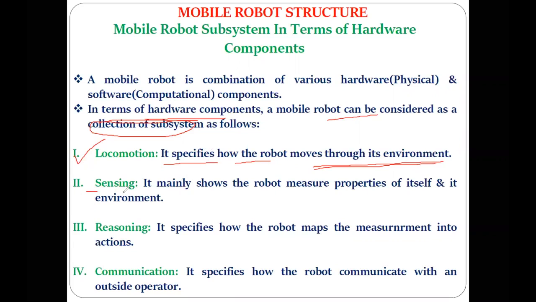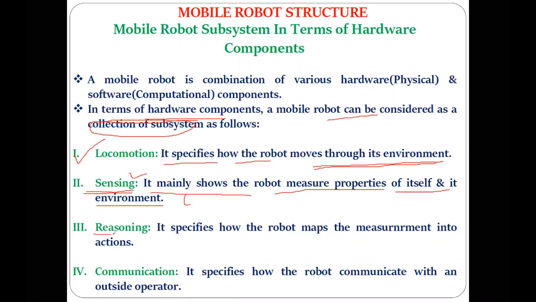Then sensing. Sensing is nothing but measuring the parameters or properties of the environment. Here I mentioned it mainly shows how the robot measures the properties of itself and its environment. For that purpose, different kinds of sensors are utilized. In the next part, we are going to see which different kinds of sensors are utilized. So that is another subsystem, sensing.